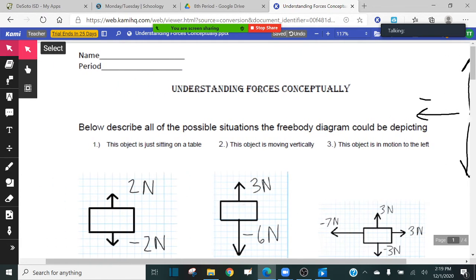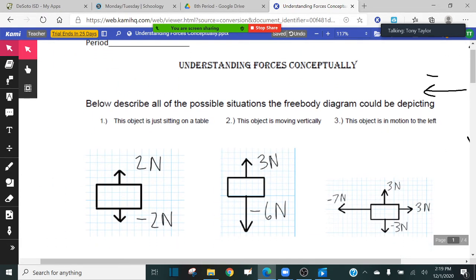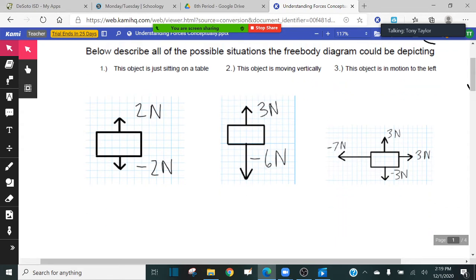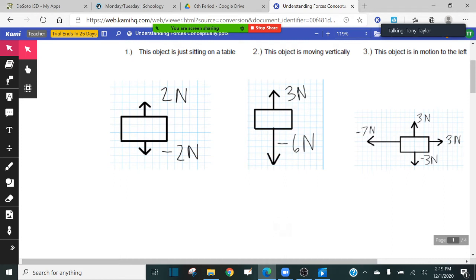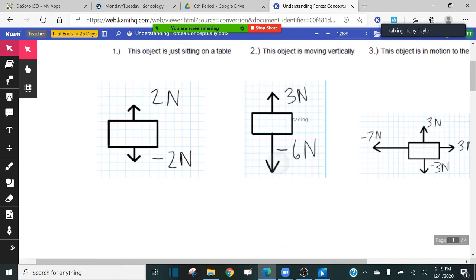All right, so the instructions say below, describe all the possible situations the free body diagram could be depicting. Okay, so I'm going to go over a few examples with you guys just so you guys get an idea of what I'm looking for. Okay, let's start off with number 1. Number 1 says this object is sitting on a table. Okay, so this is actually an easy one here. So it's sitting on a table, and notice how we have balanced forces acting on our object.